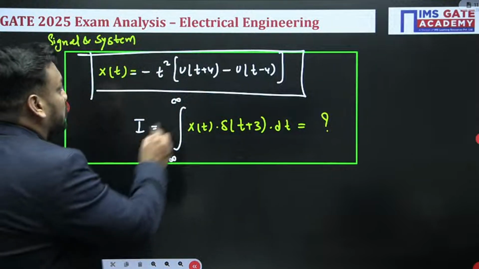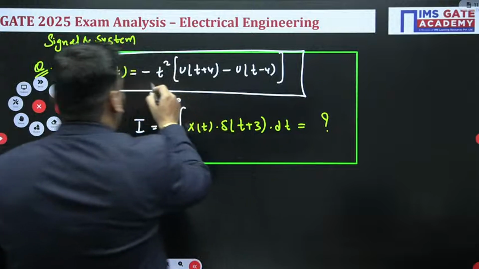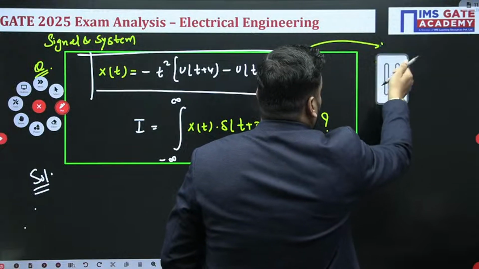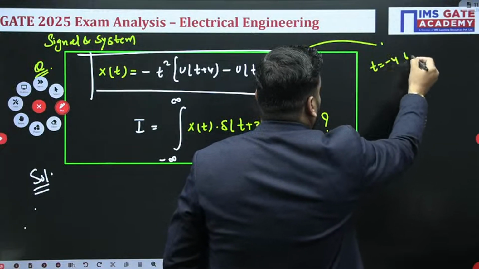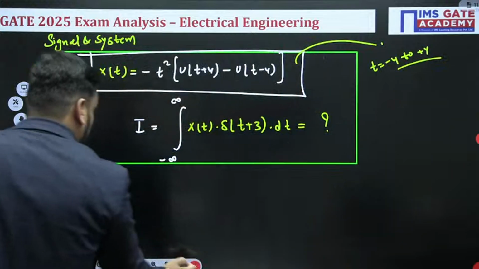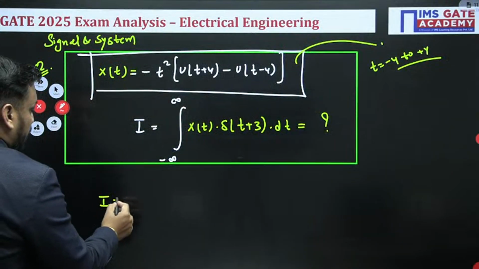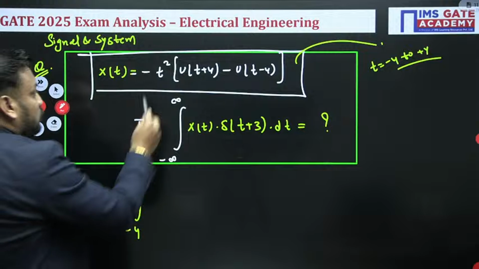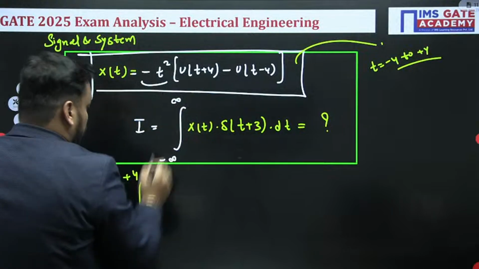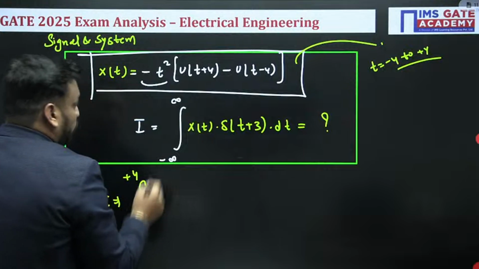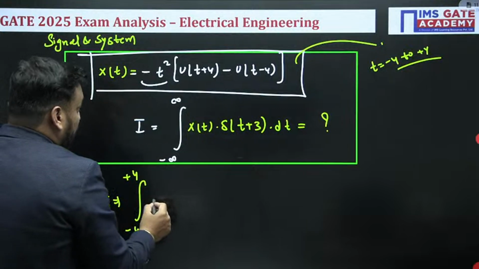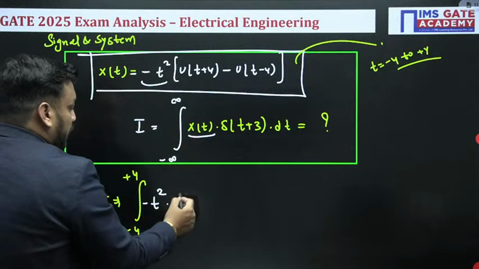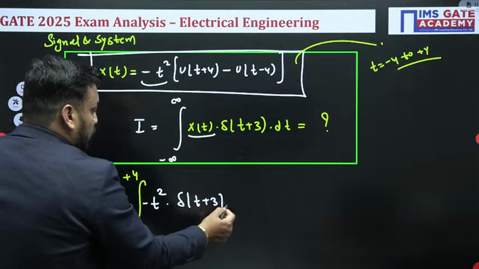Easy question, very easy question, because students, by this nature, you can say that this signal has limit from t equal to minus 4 to plus 4. Yes or no? So if you want to apply the formula here, then what will you get? Because of this limit minus 4 to plus 4 and the x of t value, you will get 1 only because it is a rectangle pulse. So from this, what will you get? You will get here minus t square, you need to write just as it is. Minus t square into this x(t) value, and then I need to write delta of t plus 3 dt.